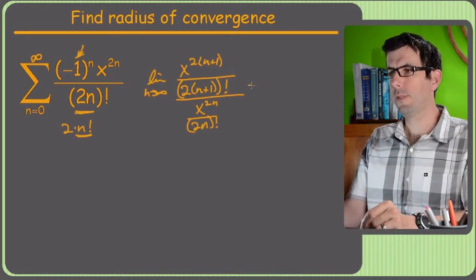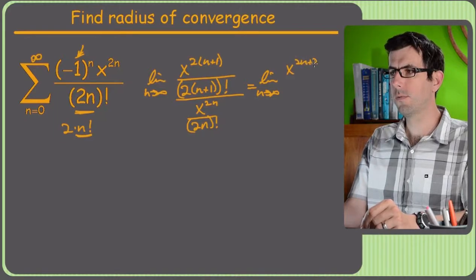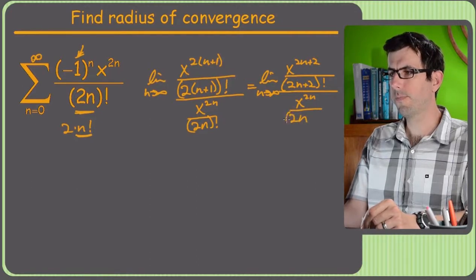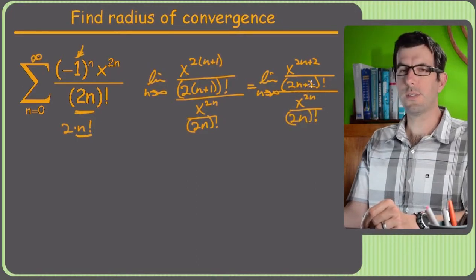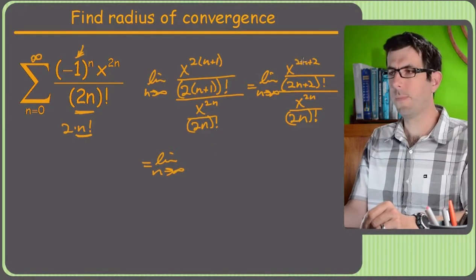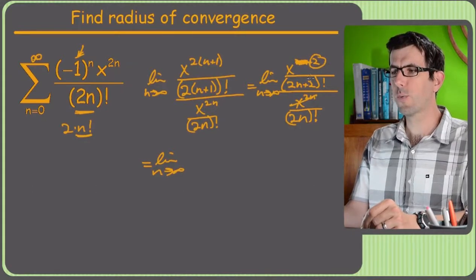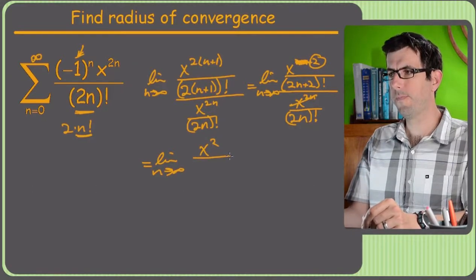All right, so at this point, we just have a lot of parentheses to work out, so limit as n approaches infinity. So up top, we have x to the 2n plus 2. And down here, we have 2n plus 2 factorial over x to the 2n and 2n factorial. All right, so this is only a little bit different than the previous problems we worked. So we've got these 2's in front of the n. So x to the 2n is going to cancel x to the 2n, but there's still x squared left over. So I've got x squared.